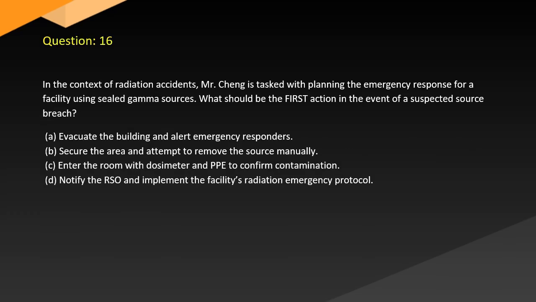Question 16. In the context of radiation accidents, Mr. Cheng is tasked with planning the emergency response for a facility using sealed gamma sources. What should be the first action in the event of a suspected source breach? A. Evacuate the building and alert emergency responders. B. Secure the area and attempt to remove the source manually. C. Enter the room with dosimeter and PPE to confirm contamination. D. Notify the RSO and implement the facility's radiation emergency protocol.